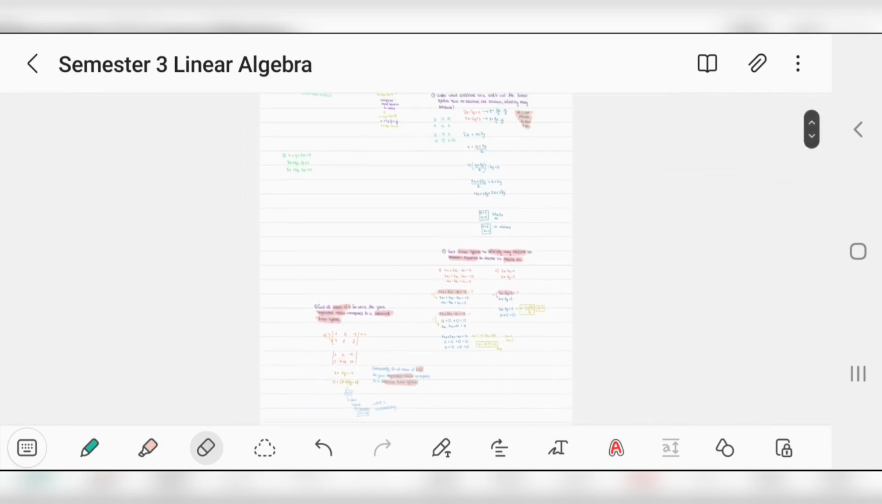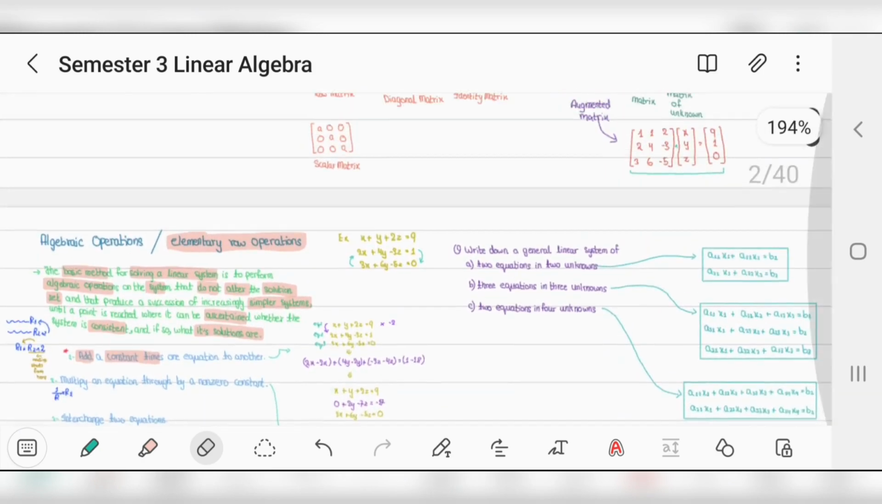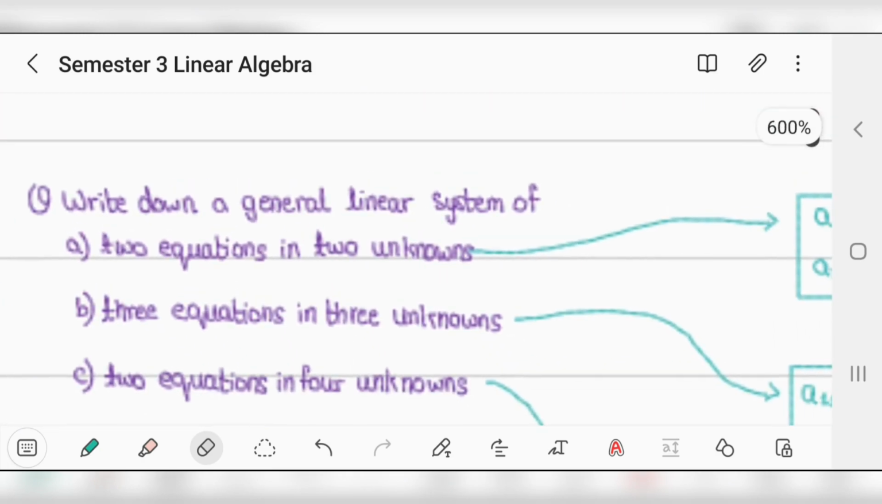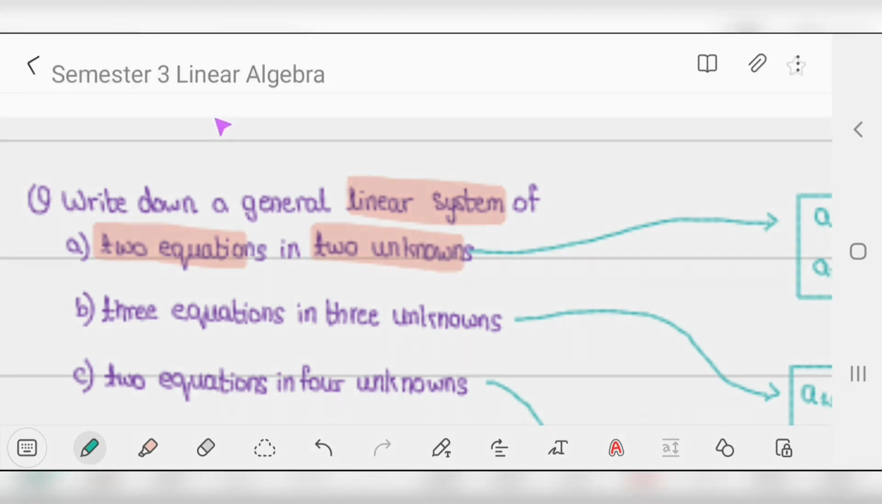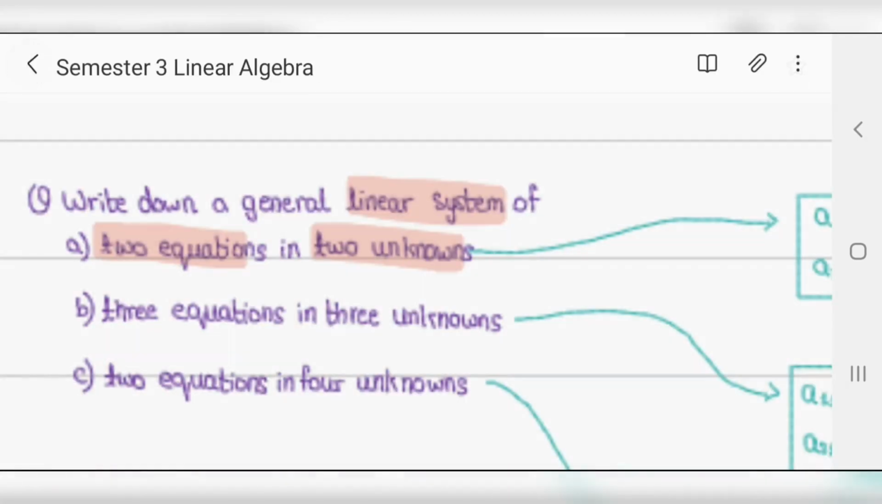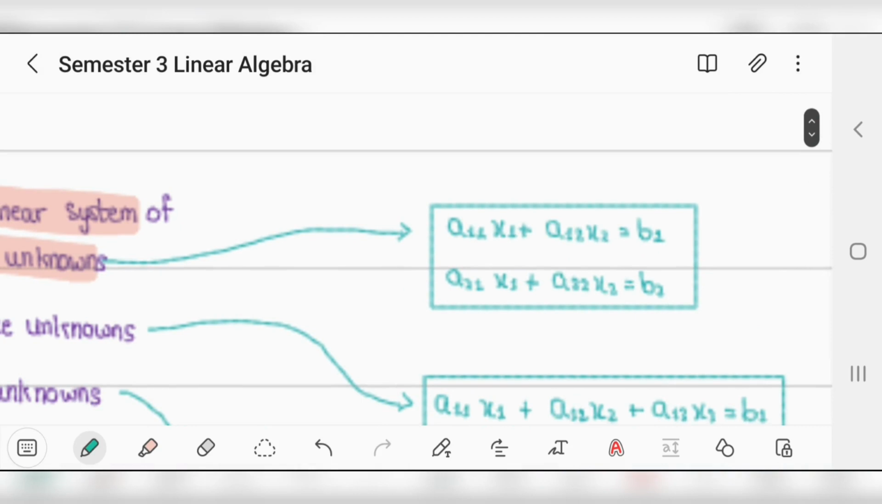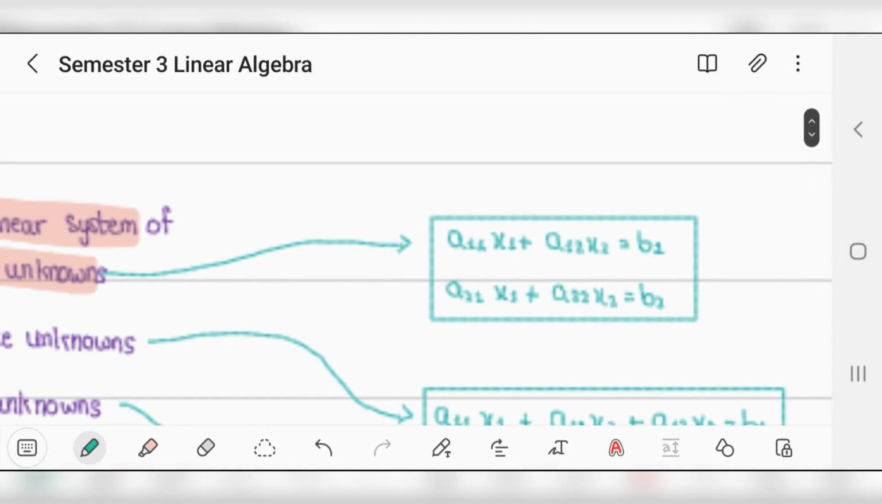Right, now I'm going to do the questions. Now question 1: write down a general linear system of two equations and two unknowns. So we have two equations, and two unknowns like x and y, so it could be written down in this way: a1, a2, 1 and 2.